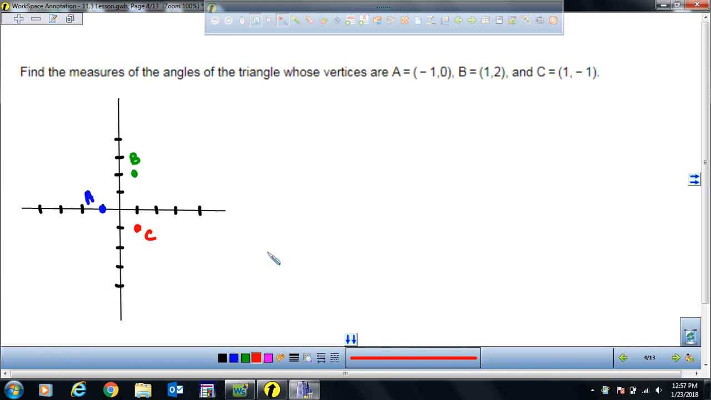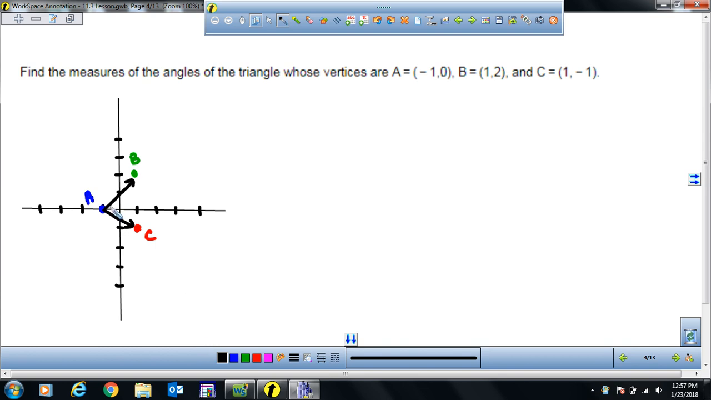Okay, so first thing you have to do, we're going to find one angle at a time. What I suggest you do is this. You're going to give two vectors meeting at the angle that you want to find. So for example, if I want to find angle A, the first thing I'm going to do is draw a vector going from A to B and another vector going from A to C. And I need to find those two vectors first.